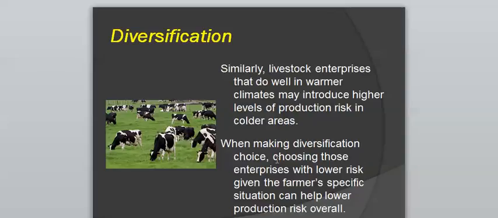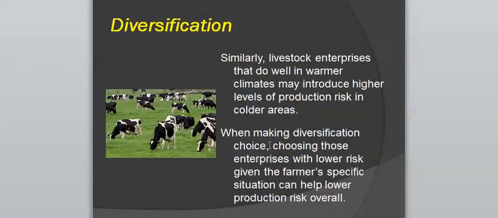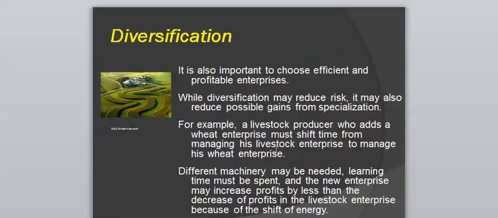Livestock enterprises that do well in warmer climates may introduce a higher level of production risk in cold areas. When making diversification choices, choosing those enterprises with lower risk given the farmer's specific situation can help lower production risk overall. It's also important to choose efficient and profitable enterprises. While diversification may reduce risk, it may also reduce possible gains from specialization.